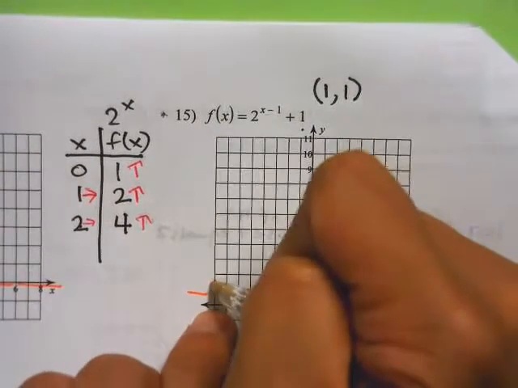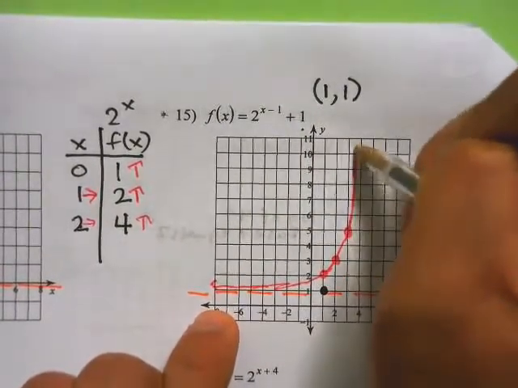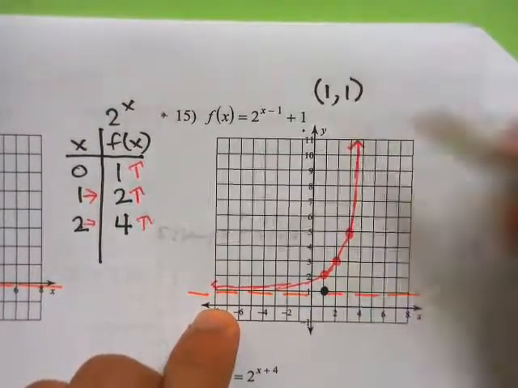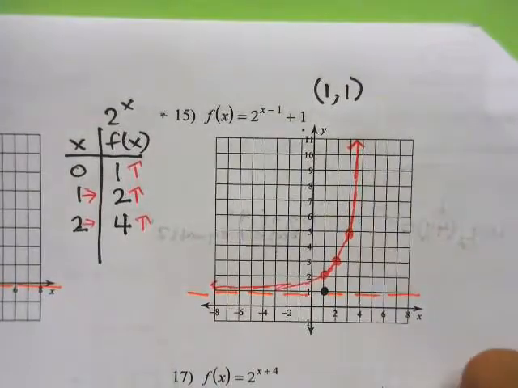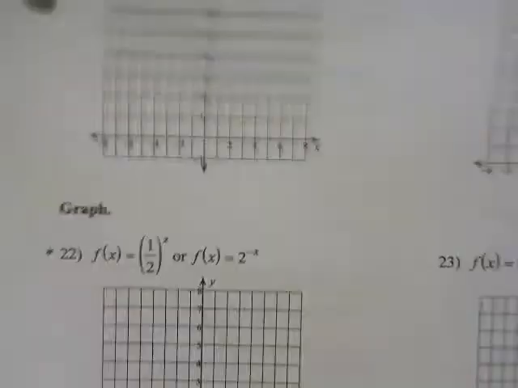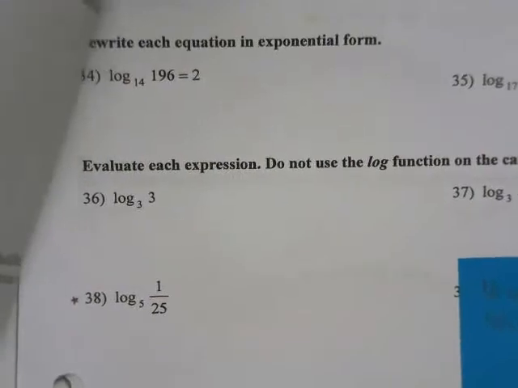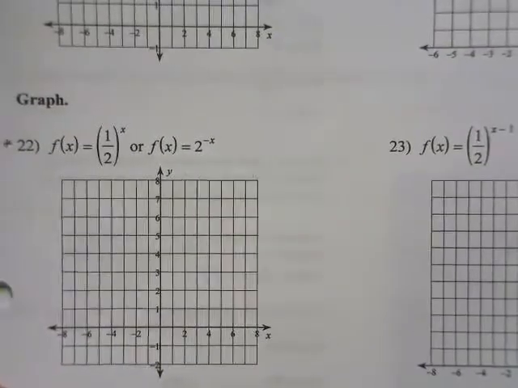I said that I wasn't going to do all of it, but I did all of it for number 15. So it's another J shape that should look exactly the same as 14, just shifted at this point, 1, 1. Let's do 22, and then from there, I think I'll stop the video and we'll move on to the next video for the next section.